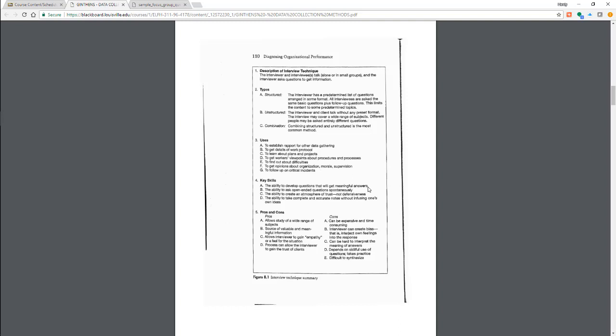And then we move to number 5, the pros and the cons. And I'm not going to read these to you. I'm going to let you guys read those. As I mentioned before, interviews do run with pros and cons.